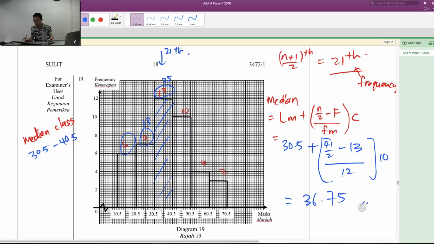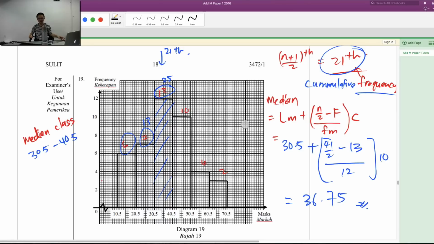36.75. Okay, because this one is in a histogram, just now it was a bit confusing. Yeah, so this 20.1 is based on the cumulative frequency. I'd better write cumulative frequency. So you must cumulate. Because you might think, after you see all the frequencies, you couldn't find 21. That's because this one is actually cumulative frequency.